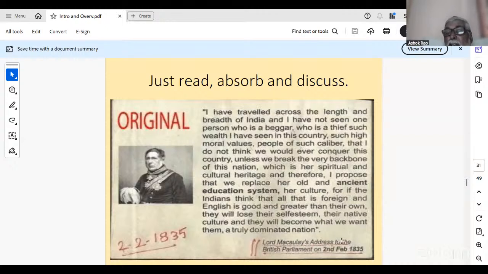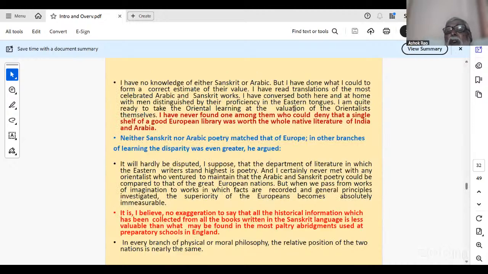This is Macaulay's address to the British Parliament on 2nd February 1835. Much worse, he says he doesn't know Sanskrit or Arabic, but concludes that English is better than Sanskrit and Arabic. This is the way it was done.